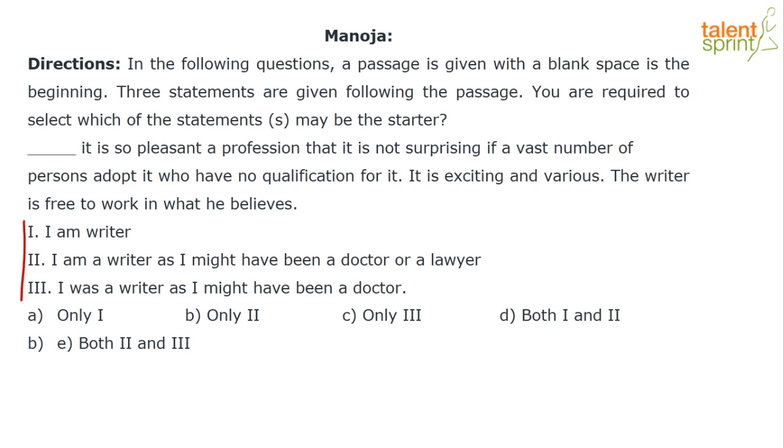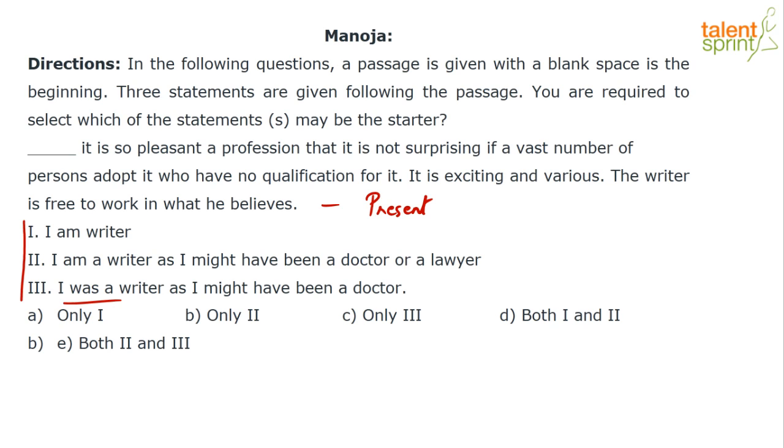So the general context is referring to present tense, right? If you look at it, it is so pleasant a profession that it is not surprising if a vast number of persons adopt it who have no qualification for it. It is exciting and various. The writer is free to work in what he believes. So the entire context is in present tense. Right? So the option that is varying, yes Nilesh, good, is option 3, I was a writer as I might. So you don't need the past tense here.